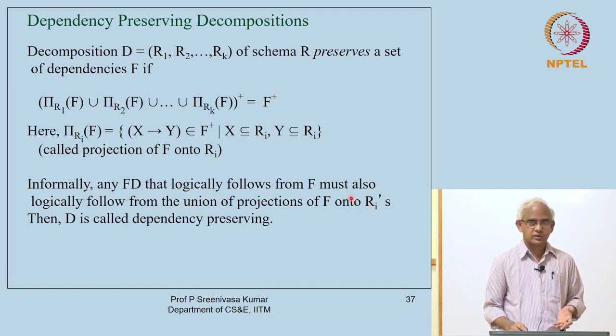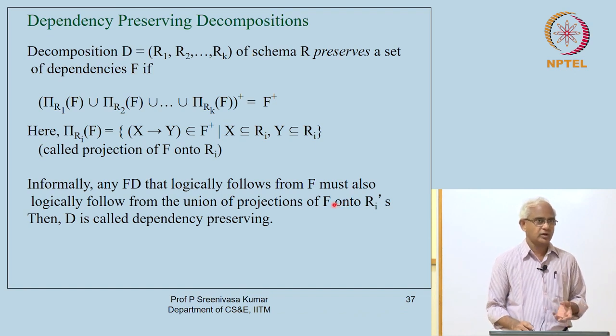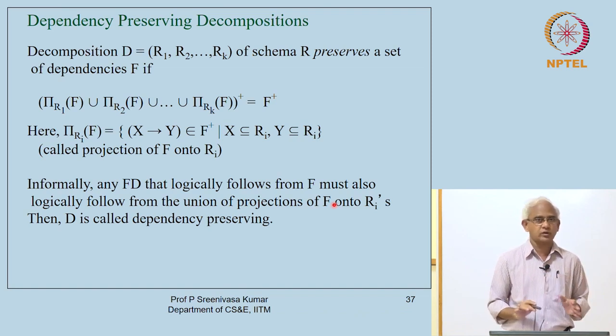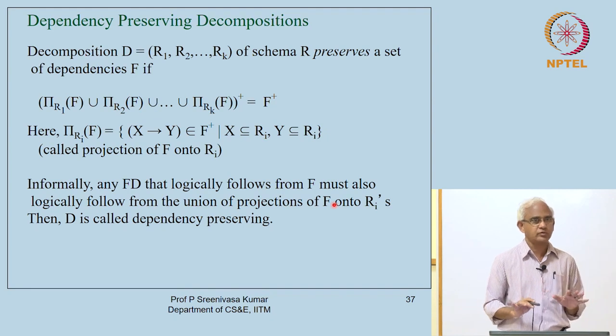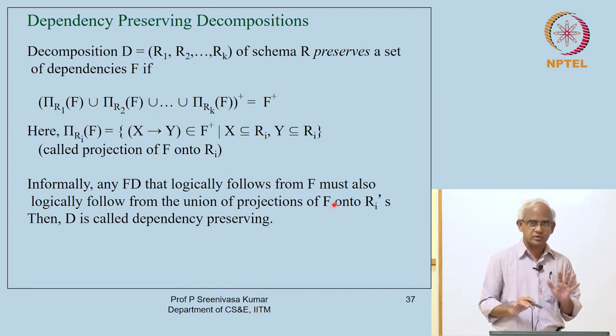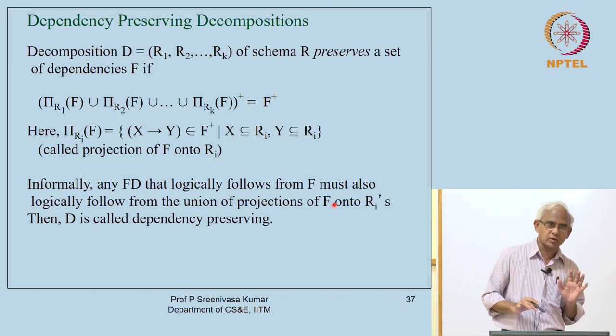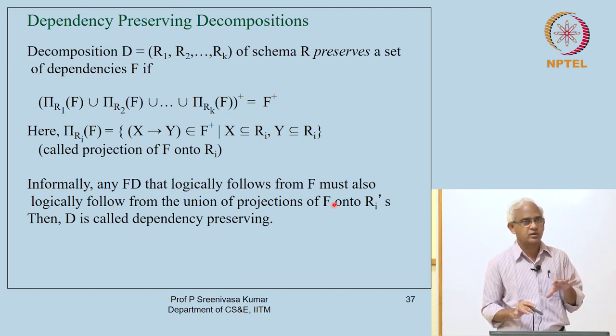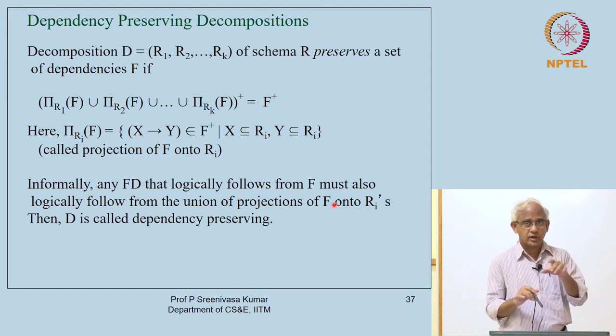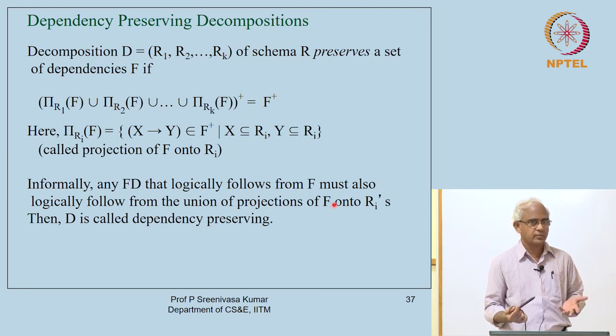We will call such a thing a... this is also a fair thing to ask for, right. You have a bunch of dependencies, and the relation instance is supposed to satisfy all those functional dependencies at all points of time. The RDBMS is actually held responsible for ensuring that that happens. So if you take a particular relation and split it into two relations, then the RDBMS should have a way of enforcing that.